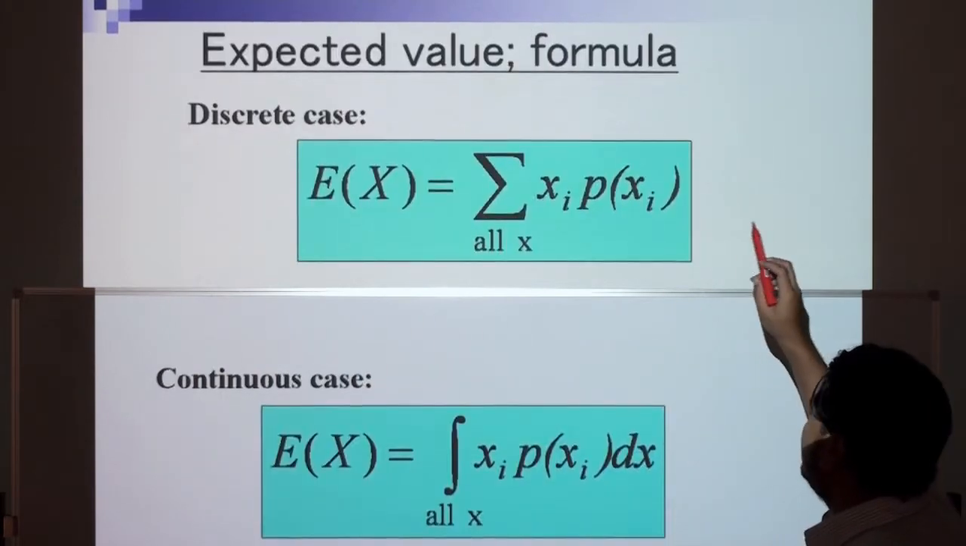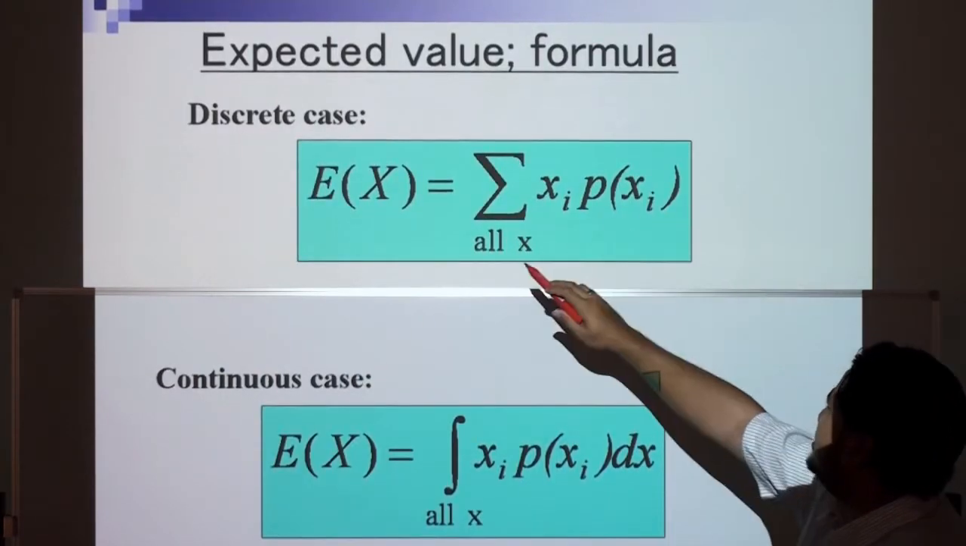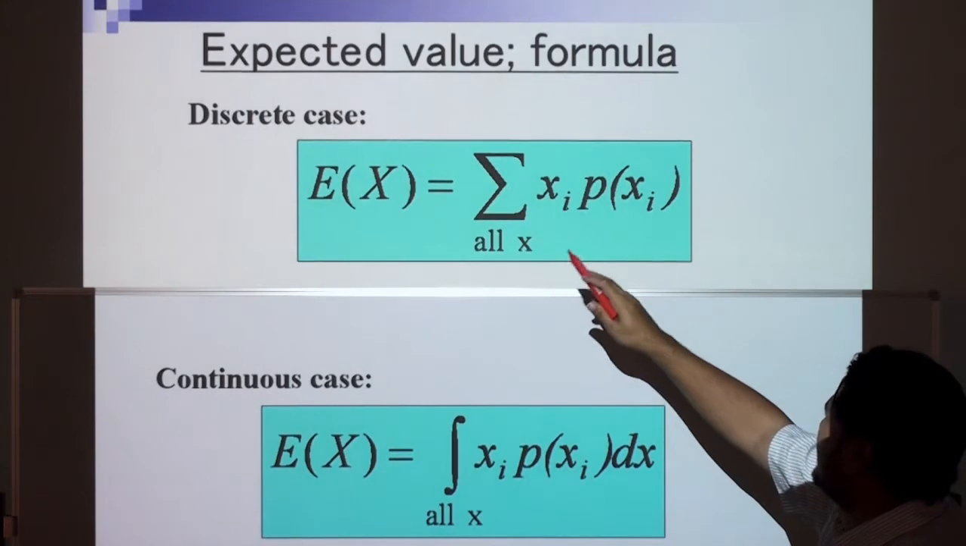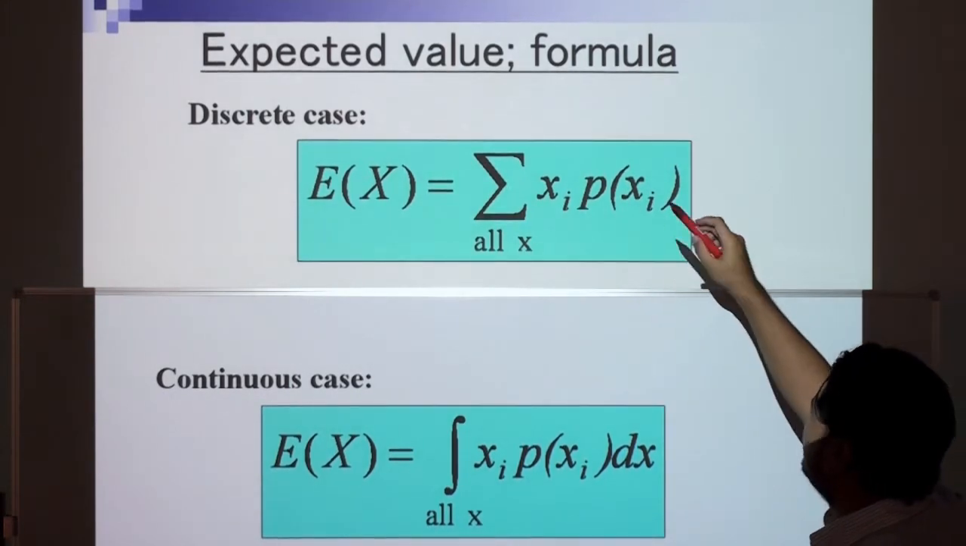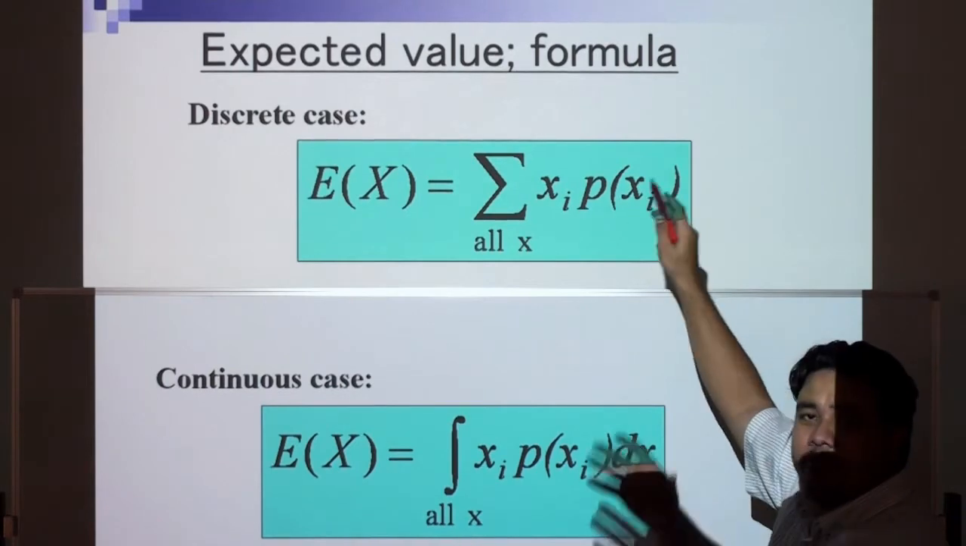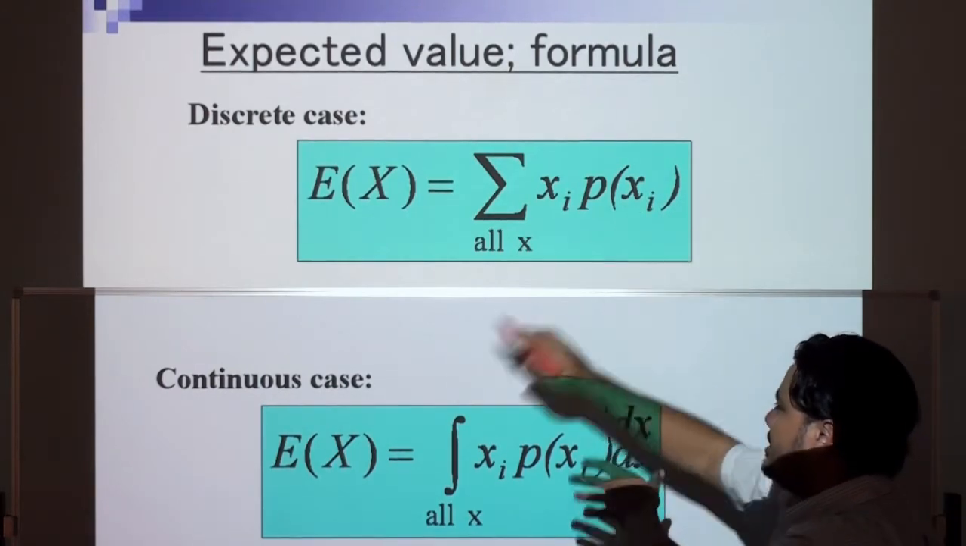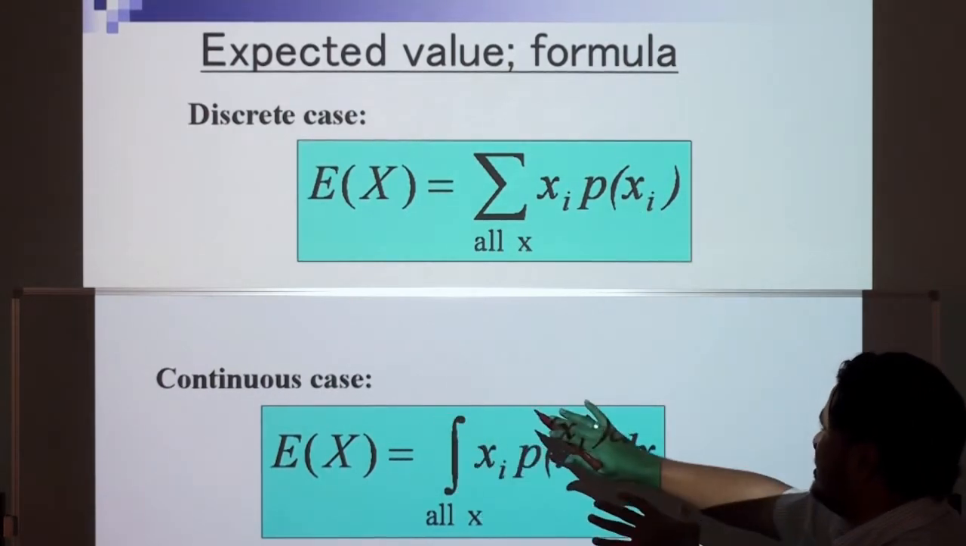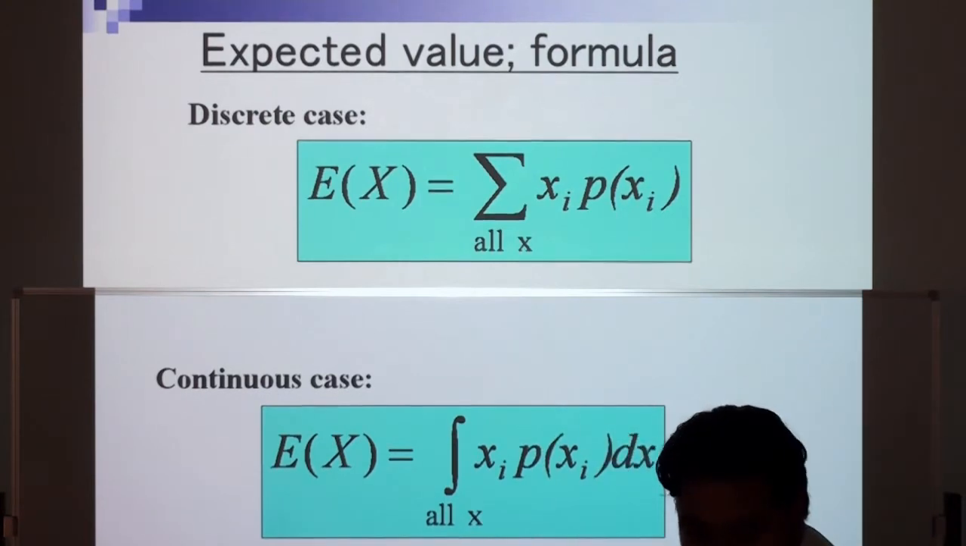Now here's the formal formula for the discrete case, E of x. What we're going to do here is find the sum of all the x values, each multiplied by its weight, or its percentage. And here it is for the continuous case. Don't worry much about that now.